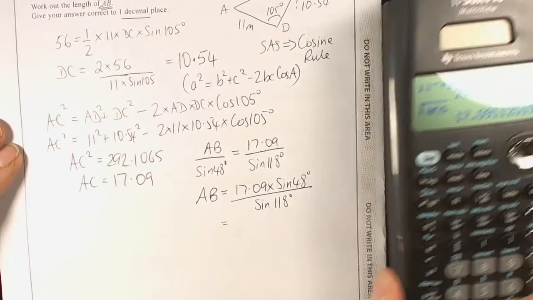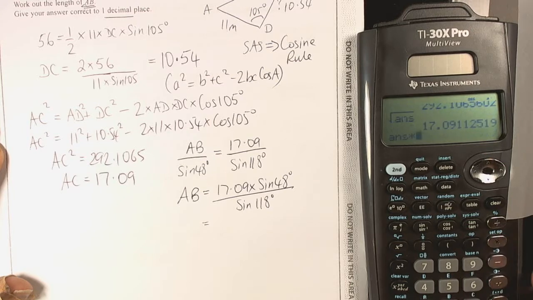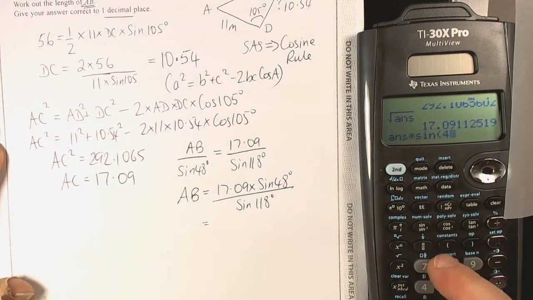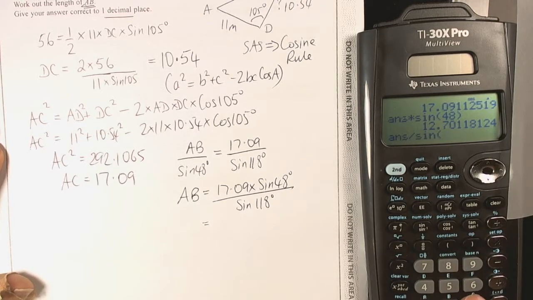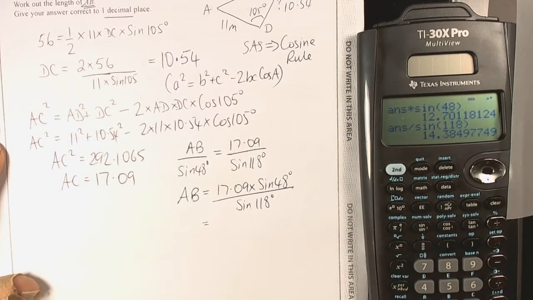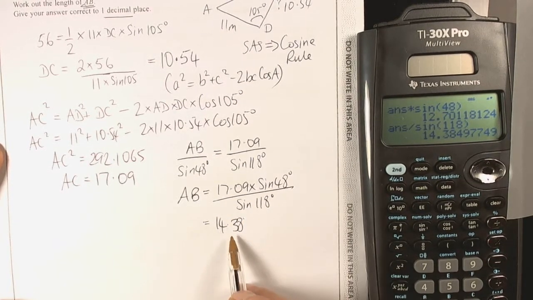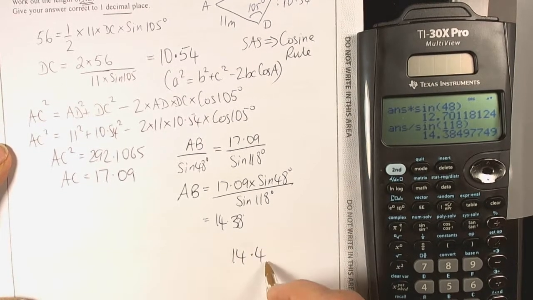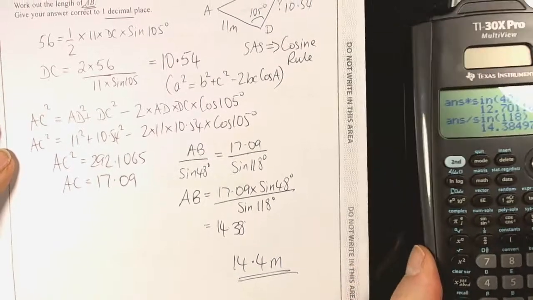Okay, so we put in our calculator. So we've still got that there, so times the sine of 48, so sine 48 equals, and then divide by the sine of 118 equals, so 14.38. Now the question said to do it to 1 decimal place, so our answer on our answer line will be 14.4, and the units of this question was meters, so it'll be 14.4 meters.